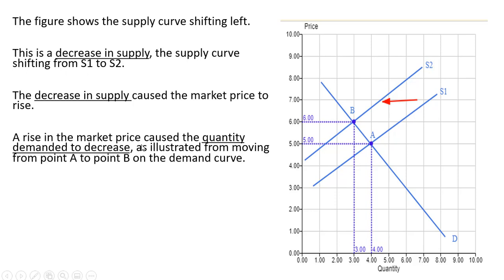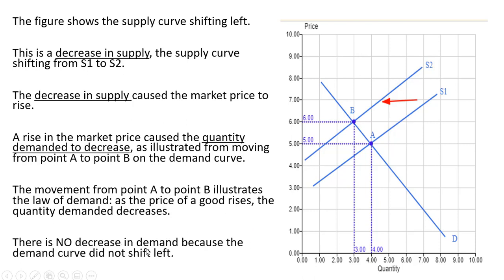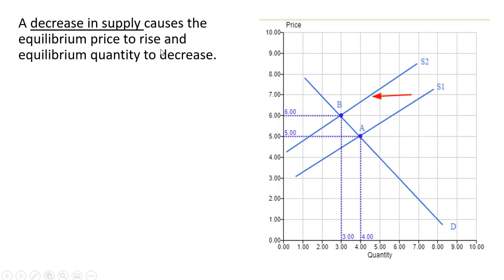A rise in the market price caused the quantity demanded to decrease, as illustrated from moving from point A to point B along this demand curve. The movement from point A to point B illustrates the law of demand. As the price of a good rises, the quantity demanded decreases. There is no decrease in demand in this diagram. There's a decrease in the quantity demanded, but not a decrease in demand. The demand curve did not shift to the left. A decrease in supply causes the equilibrium price to rise and equilibrium quantity to decrease.